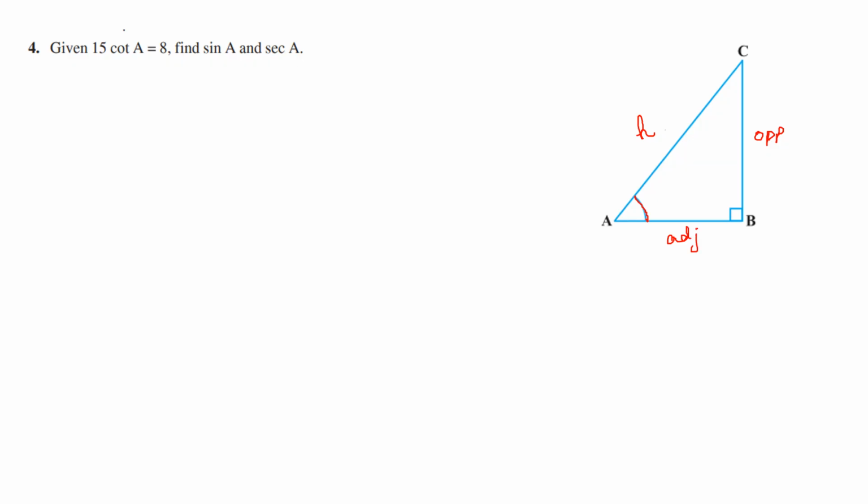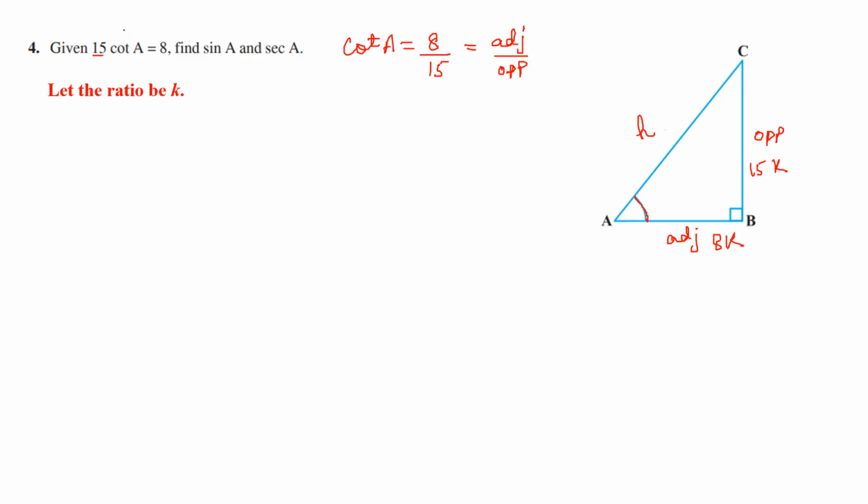And from the question, cot A will be equal to 8 by 15 because I have transposed 15 to the other side. So the trigonometric ratio cot A is given as 8 by 15, and cot A is adjacent by opposite, isn't it? So the adjacent by opposite ratio is given as 8 by 15. Now let's take the ratio to be k. So adjacent will be 8k and opposite will be 15k.